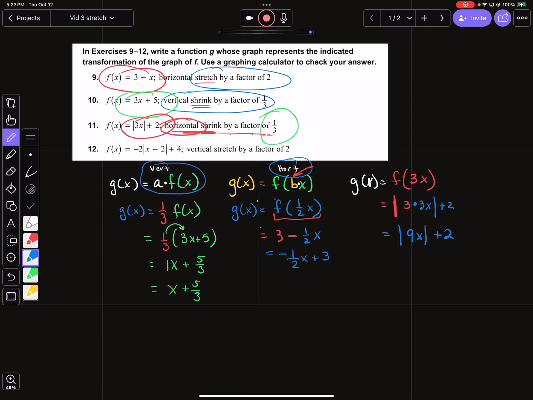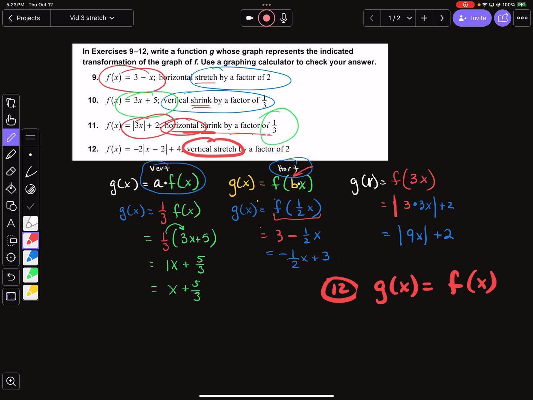All right, and the very last one here, number 12. We gotta go quick here. Oops, I'm going to just start writing my answer. G of x equals f of, what do they want to do? Vertical stretch, so I'm on the outside by 2. I just have to put a 2 in there. So it's 2 times my function.